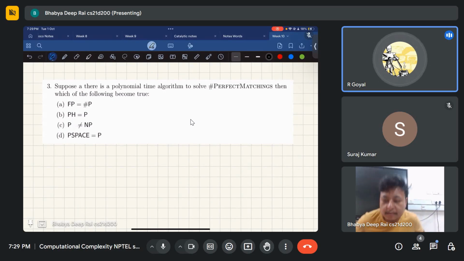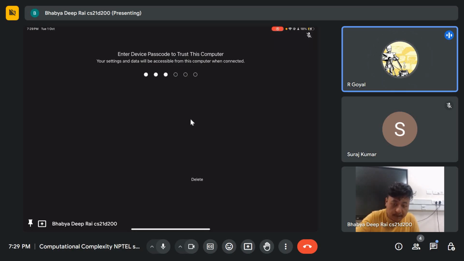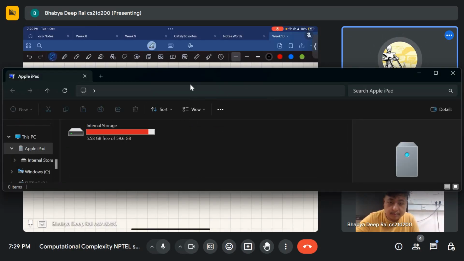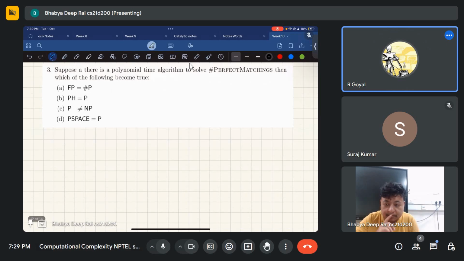There is no other way, I think. Therefore, option A would be correct: FP is equal to Sharp-P. And if I can count the number of solutions in polynomial time, then according to Toda's theorem, I can query P raised to the power P kind of a thing, and that would be the same as P only, I think. So therefore PH would be equal to P.